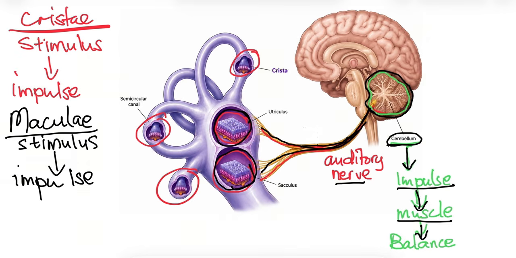So there you have it, the maintenance of balance through the semicircular canals, the utriculus, the sacculus, and the auditory nerve, carrying the nerve impulses to the cerebellum for interpretation. And then the cerebellum will generate an impulse that would be sent to the muscles for balance to be restored.